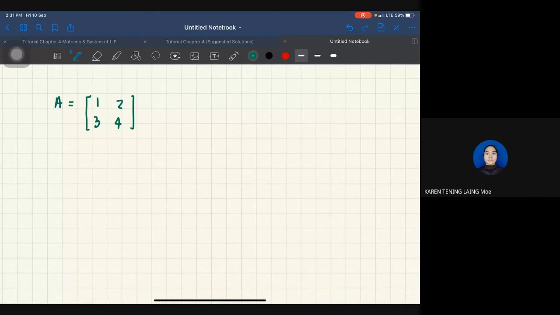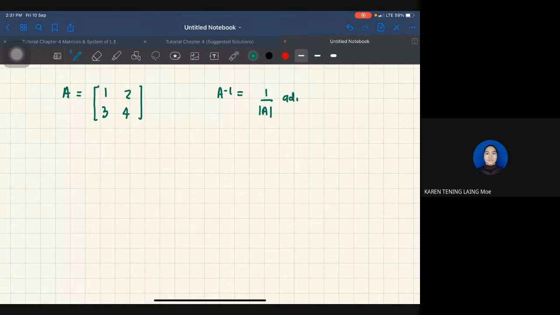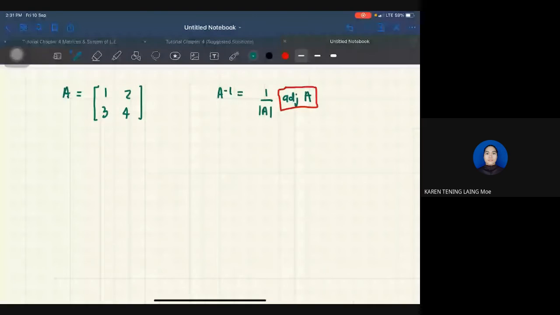But the adjoint of A for a 2x2 is actually easier. So first we find the determinant. We just multiply 1 with 4, so we have 4, and then minus 3 times 2, so we have minus 6. So your determinant is negative 2 there.